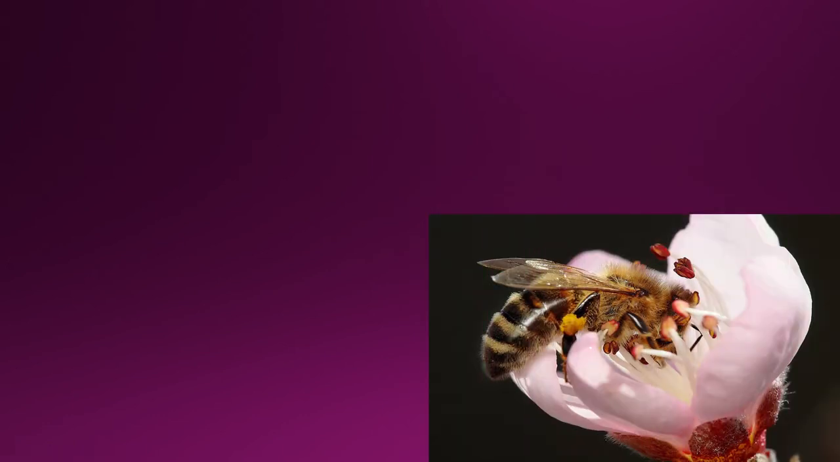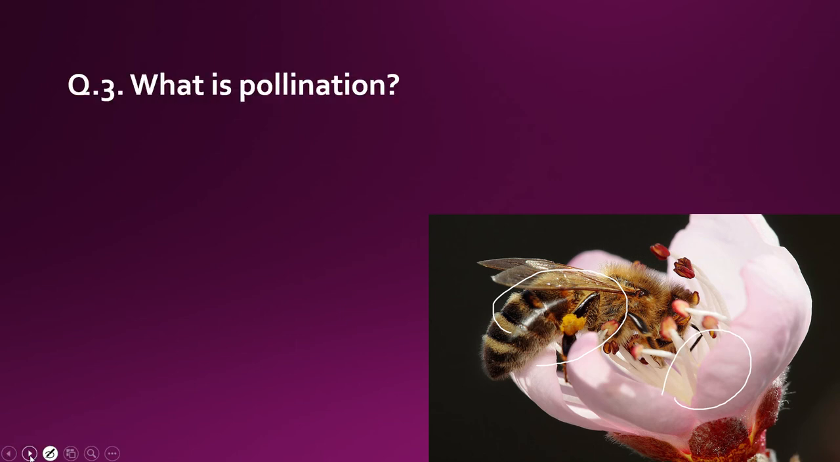So you can see here, this is an animal and this is a flower, this is a plant. Plants and animals need each other for food. What is pollination? What do you think? Pollination is the transfer of pollen. This is pollen, very tiny, from one flower to another flower.